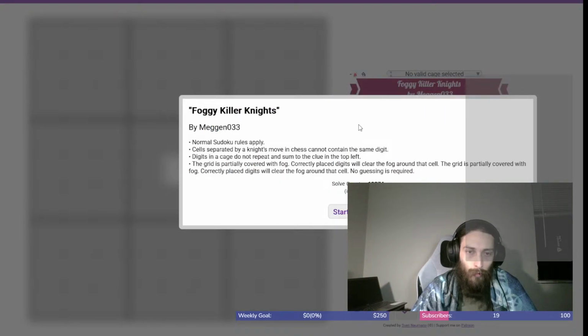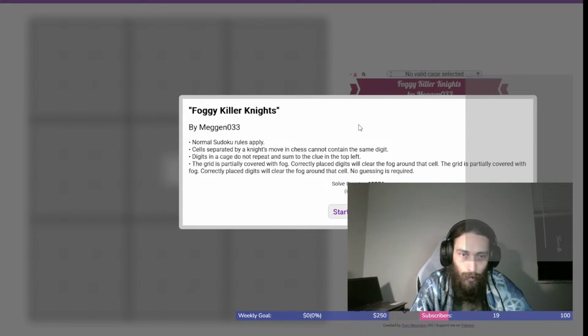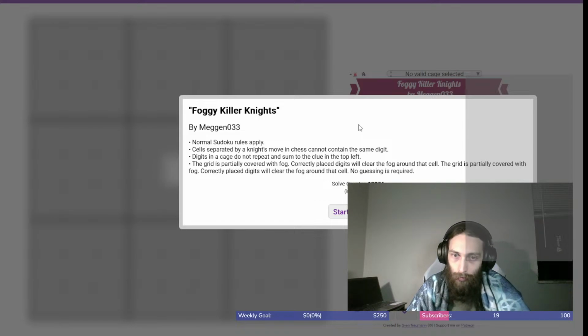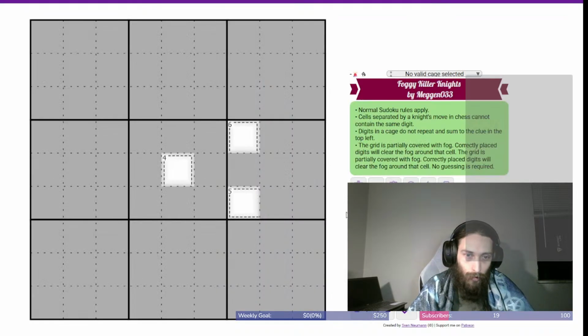Next puzzle is going to be Foggy Killer Knights by Megan033. Normal Sudoku rules apply. Cells separated by a knight's move in chess cannot contain the same digit. Digits in a cage do not repeat, and sum to the clue in the top left. The grid is partially covered with fog. Correctly placed digits will clear the fog around that cell. No guessing is required.